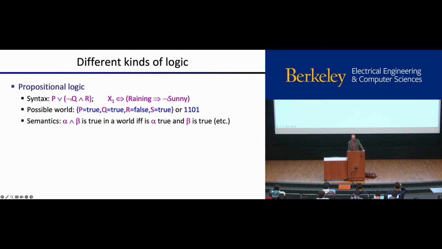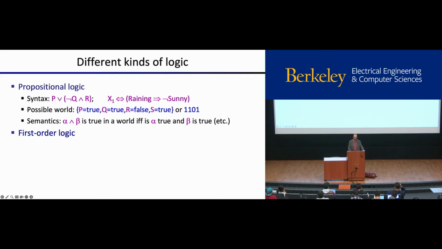And the semantics have rules like this. So here's some symbol. For reasons that will become obvious, we'll call it the and symbol. This sentence is true in a world if and only if alpha is true in that world and beta is true in that world. So we read this out as alpha and beta.